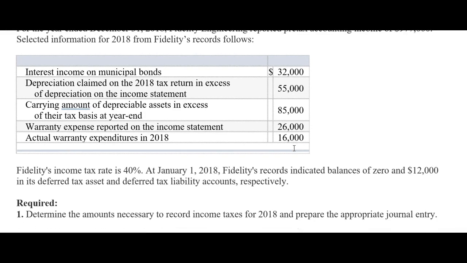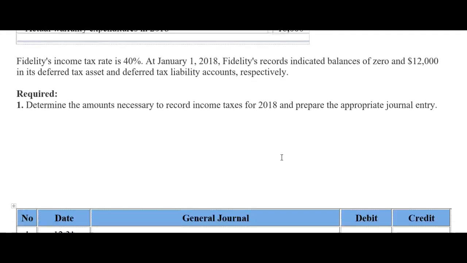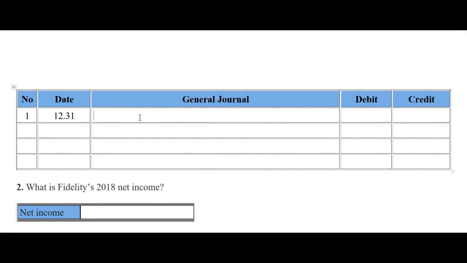At January 1st, Fidelity's records indicated balances of $0 and $12,000 as deferred tax asset and deferred tax liability accounts, respectively. Determine the amounts necessary to record income taxes for 2018 and prepare the appropriate journal entry. Well, first and foremost, when we're going about this, the two things that we find are the income tax expense, and I'm going to skip down a couple rows, an income tax payable.